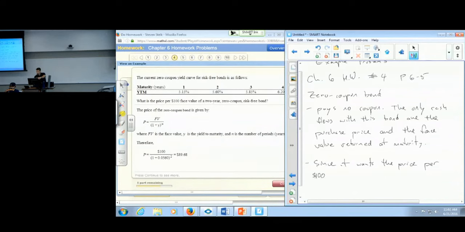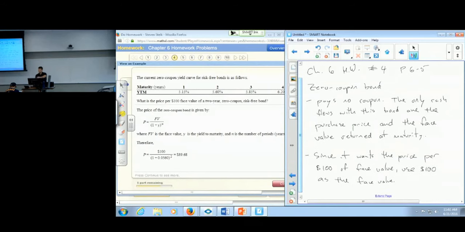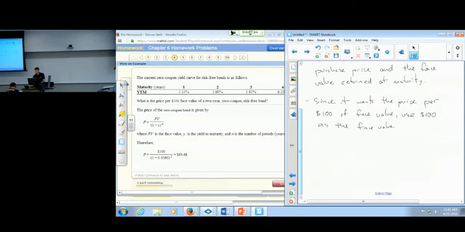Since it wants the price per $100 of face value, I'm going to use $100 as the face value. And that's going to simplify my life. If I chose a face value of $100,000, which I know this probably has, I'll get the price per $100,000, and then I'm just going to have to convert it to per $100. So I have to take another step. So I'm going to simplify my life and not do that.